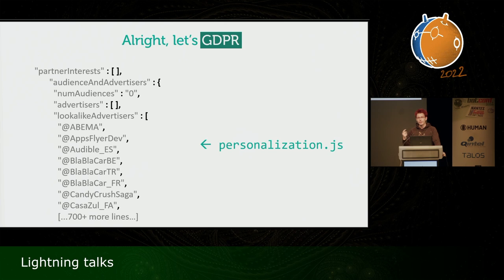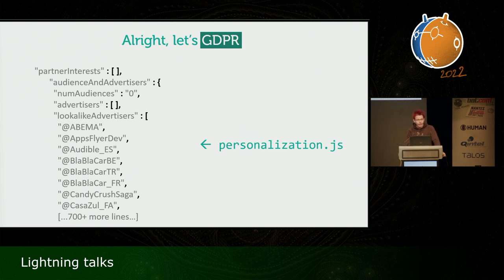Looking at the data, it also turns out that you have a file called personalization.js, where you get a very interesting list of about 750 accounts, for me at least, that Twitter thinks I might be interested in seeing promoted content from. So I'm like, okay, that's interesting. Maybe I should just block them preemptively, right?